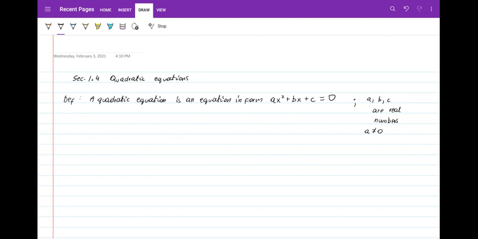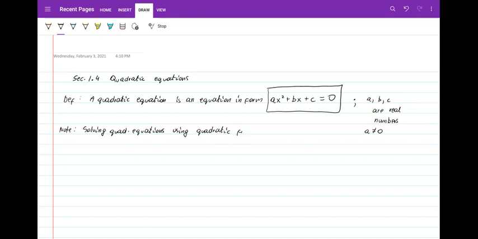So a couple ways of solving a quadratic equation. The first method which I'm going to introduce will be solving quadratic equations using the quadratic formula. So here we'll focus on solving quadratic equations using the quadratic formula. So, the quadratic formula.